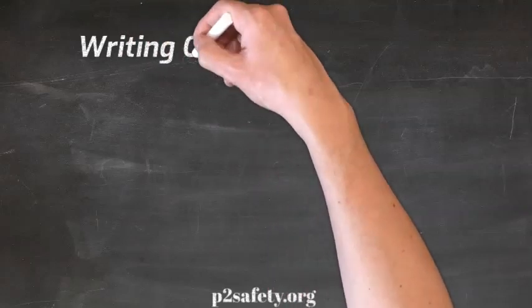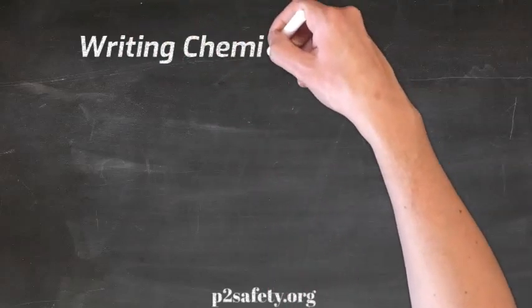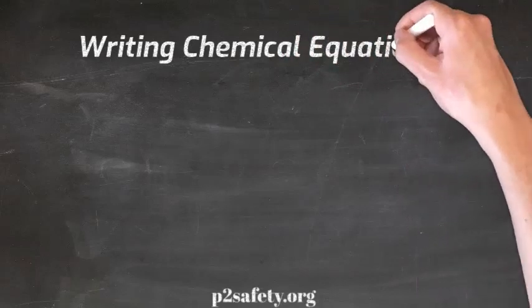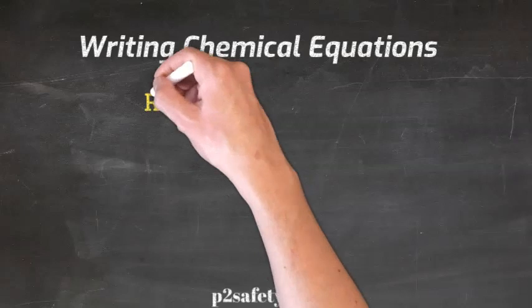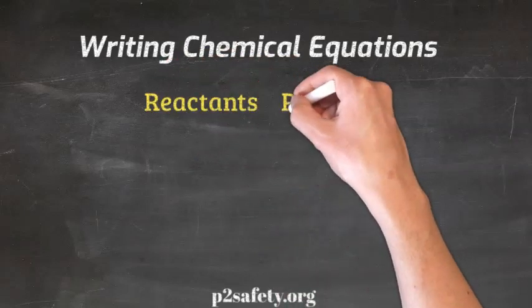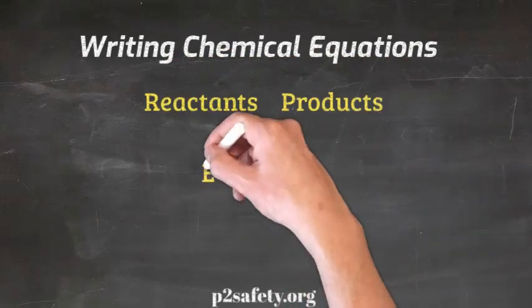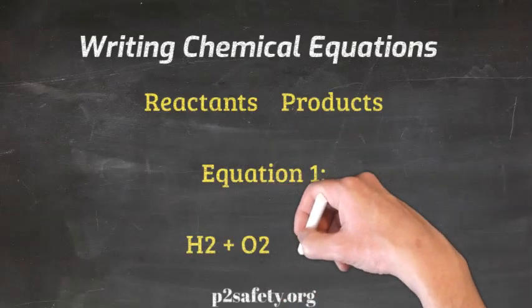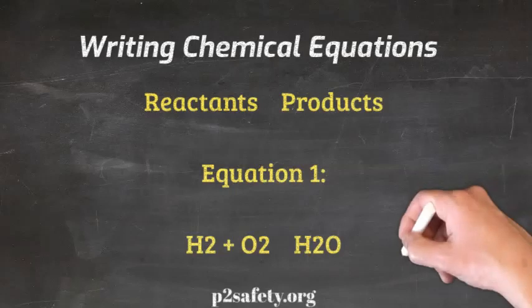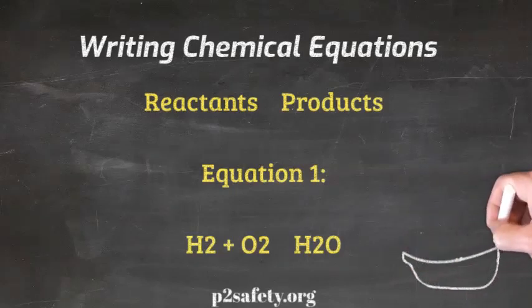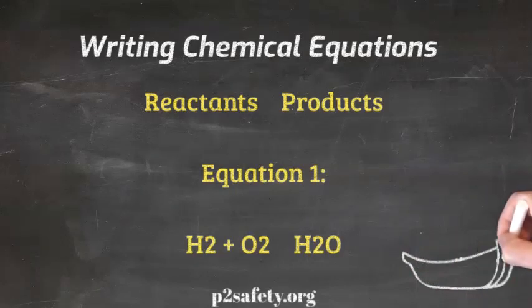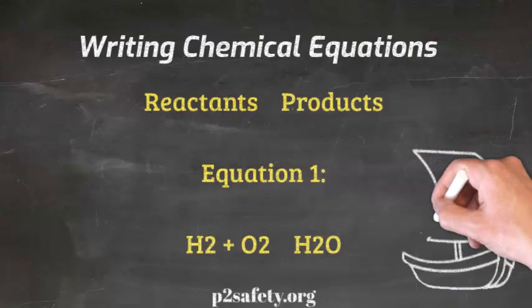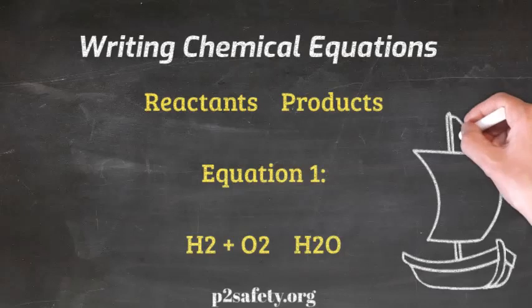A chemical equation represents the changes that occur during a chemical reaction. A chemical equation has the general form: Reactants make products. An example of a simple chemical reaction is the reaction in which hydrogen, H2, and oxygen, O2, combine to produce water, H2O. Equation 1: H2 plus O2 rightward arrow H2O. In this reaction, the reactants are hydrogen and oxygen and the product is water.